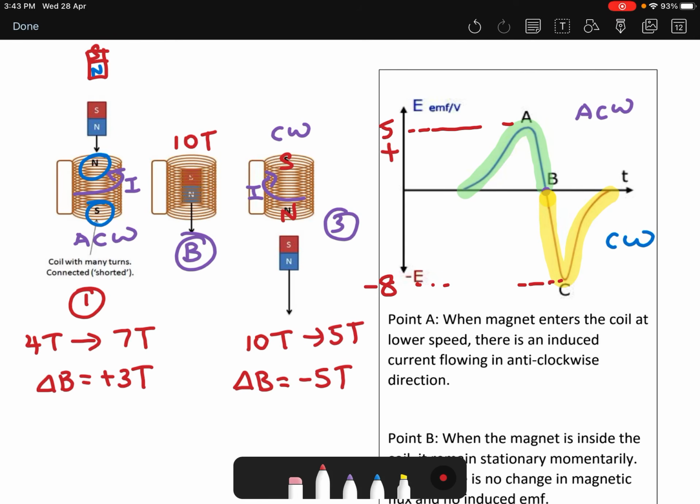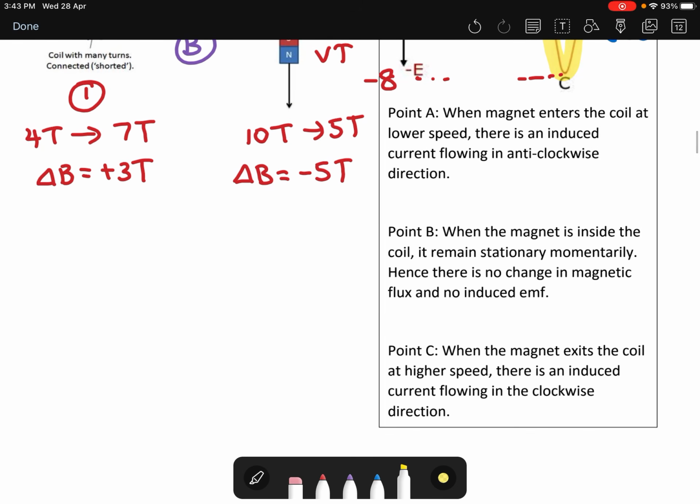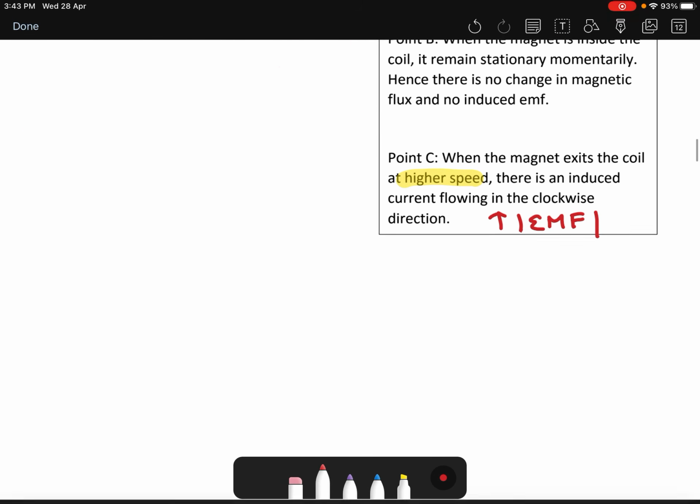Why is that so? Because the speed is greater. Since you are in free fall, you are going faster and faster. When your magnet comes out at a greater speed, the induced EMF will be greater also. So just think of these 3 particular points. When the magnet exits the coil at higher speed, there will be an induced EMF current flowing in the clockwise direction, and the magnitude of your EMF will be higher. So this is for your EMF.